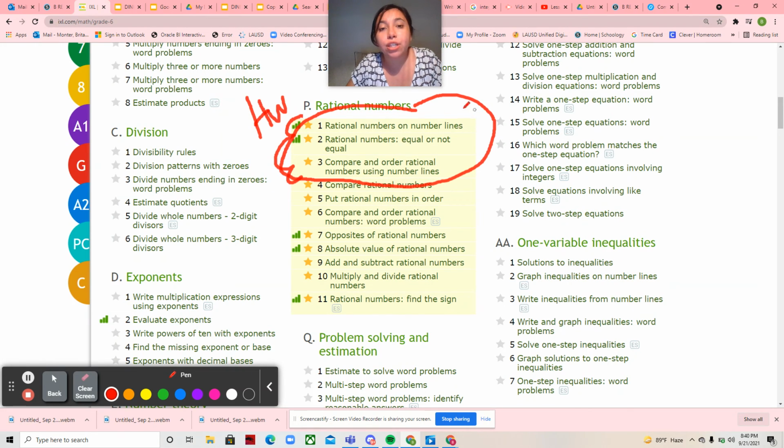So that means I want to give you about 40 minutes working on this, okay? So you're going to spend about 10 minutes on number lines, 15 minutes on equal or not equal, and another 15 minutes on compare and order rational numbers, okay? This is something I want you to feel ready for when you take your test soon, okay?